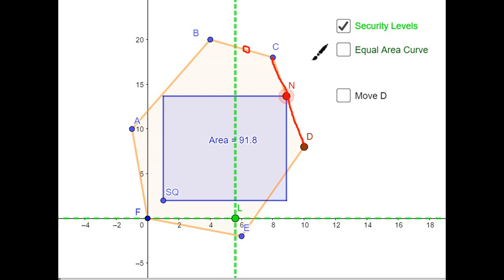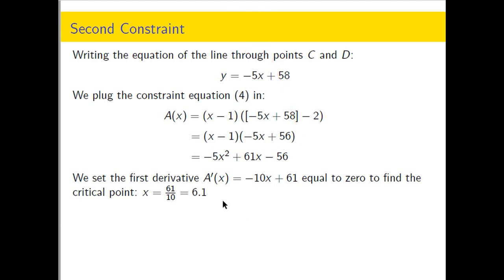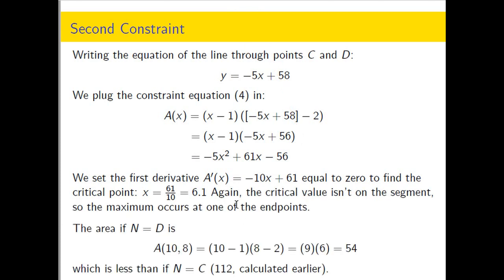So once again, the peak of the parabola is outside the line segment, so we have to check for the values at the endpoint. Well, we already know the area at C, that was calculated earlier. And so we calculate the area at this point D, but it's only 54, which is smaller than the 112. So now we know that the absolute maximum on the negotiation set for that point N is when it's located right at the vertex C.